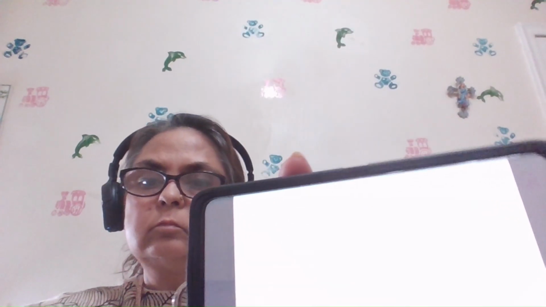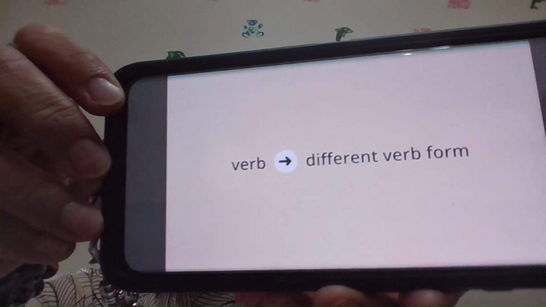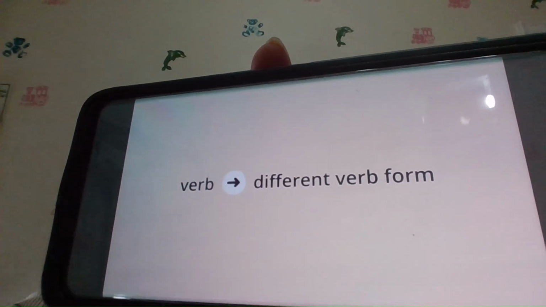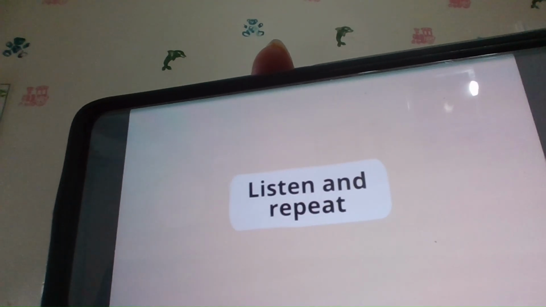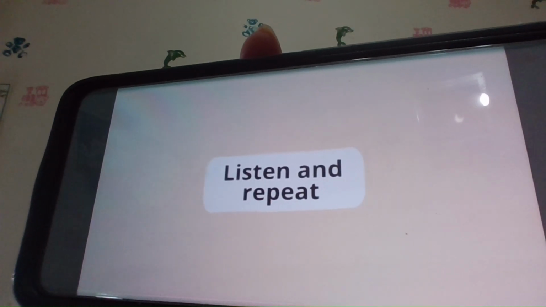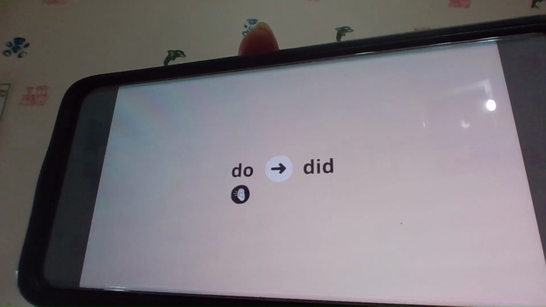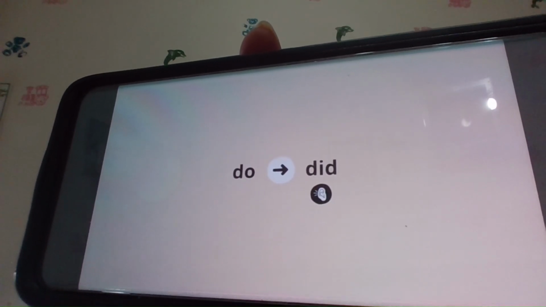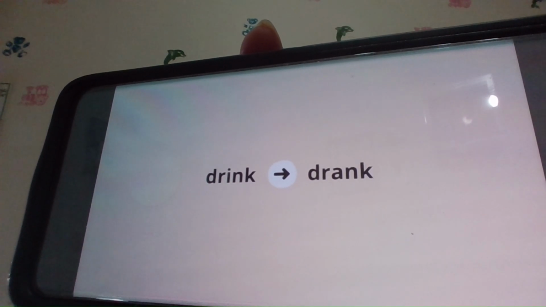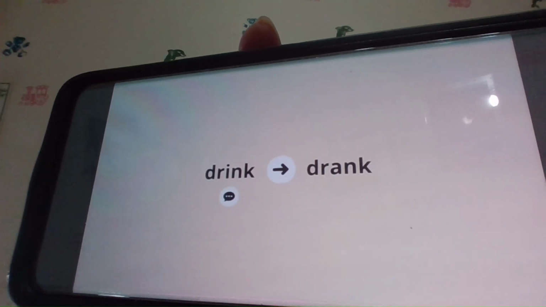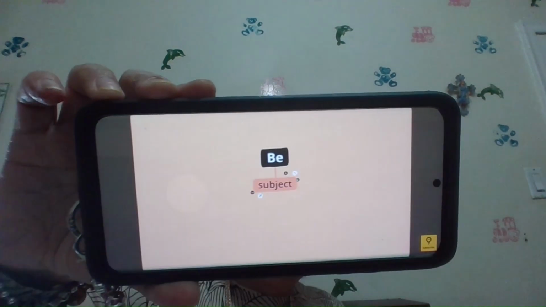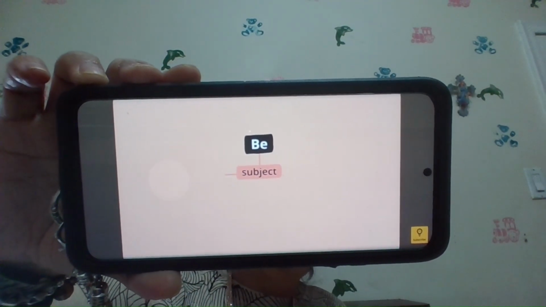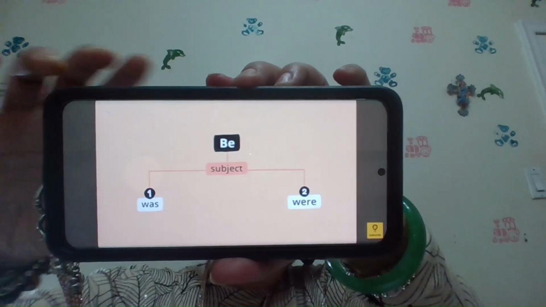Regular verbs, the verb changes into a different form. We do not use ed. Here are some examples of irregular verbs. Listen and repeat. Do, did. Drink, drank. Only simple past verb that changes forms for different subjects. The two simple past forms of the verb be are was and were.